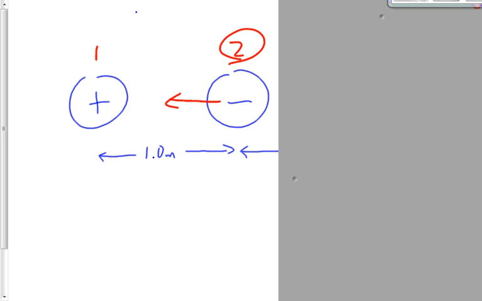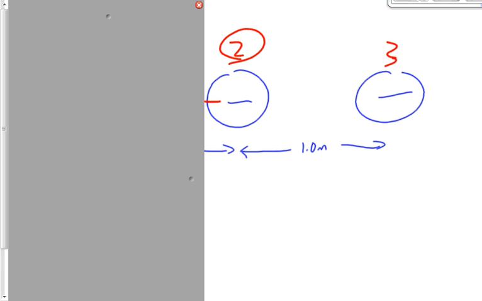Now, we know that 1 is attracted to number 2 as well. 1 is pulled to the right. Correct? But do we care? Not right now, we don't. If we're trying to find the force on number 2, which direction number 1 is pulled is completely irrelevant.